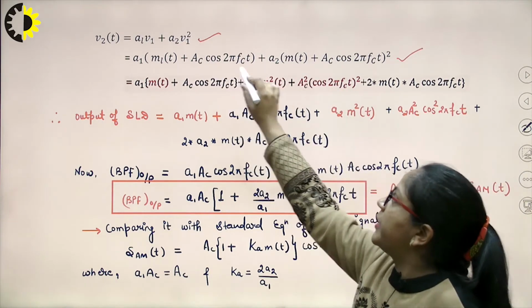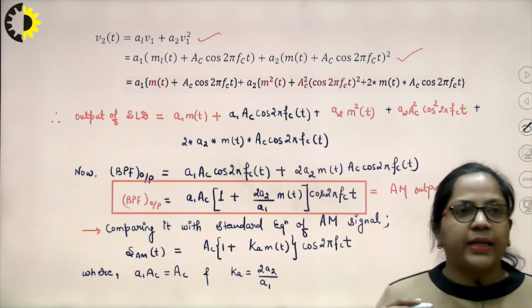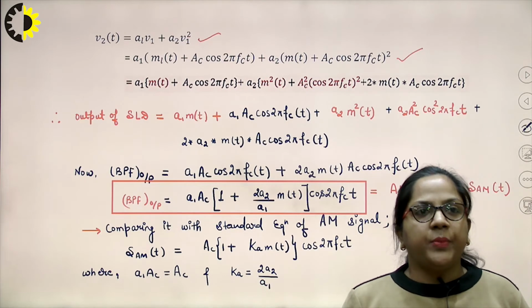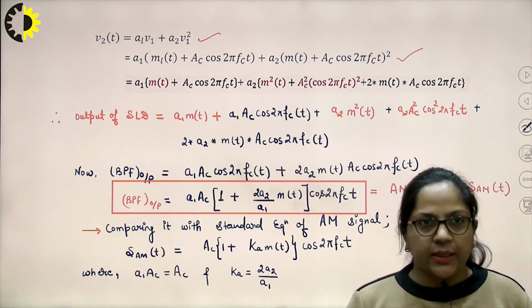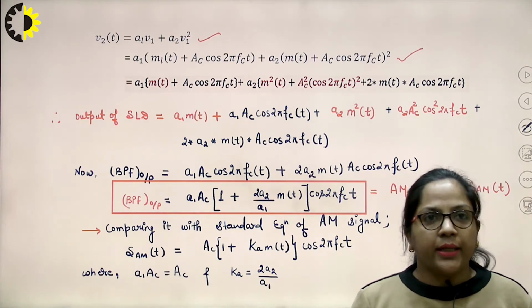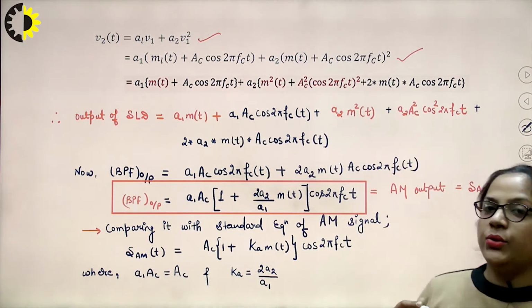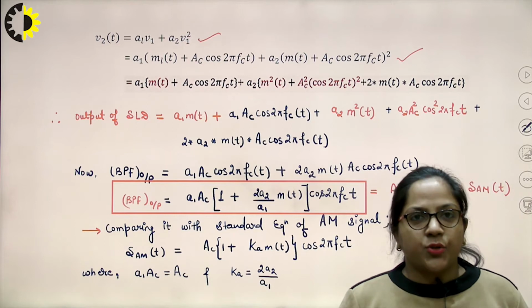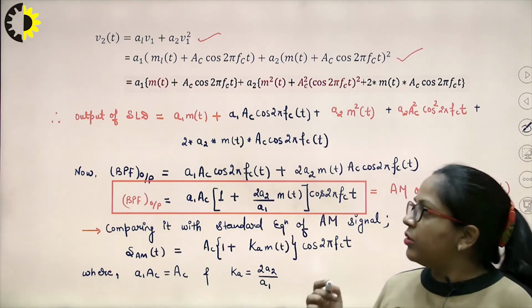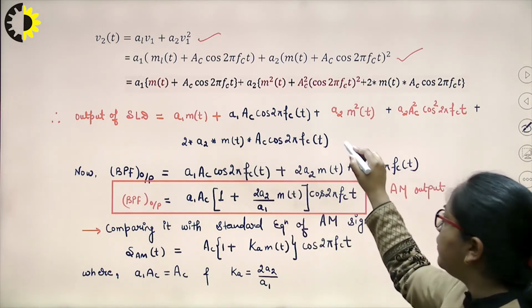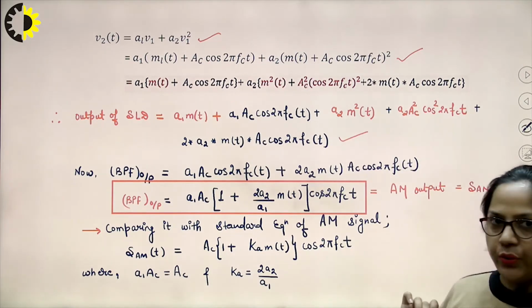Expanding this expression, what will we get? We will get a1 times m(t) plus Ac cos 2 pi fc t, plus a2 times m square t plus Ac square cos 2 pi fc t whole square, plus 2 times m(t) Ac cos 2 pi fc t. So, the output of the square law device will become this equation.